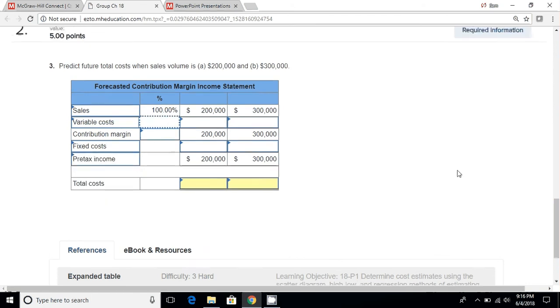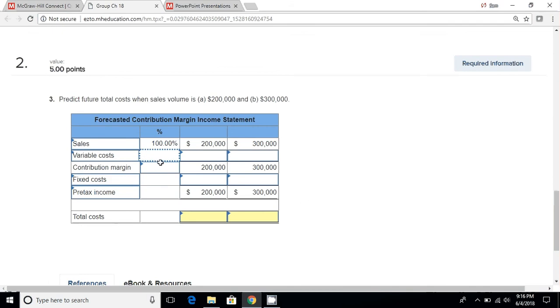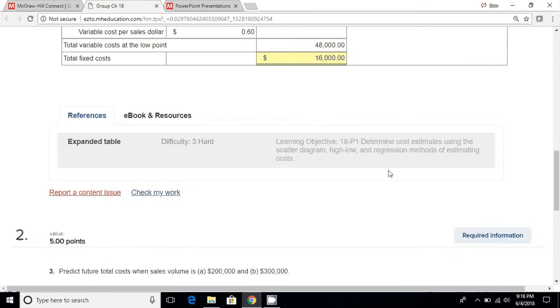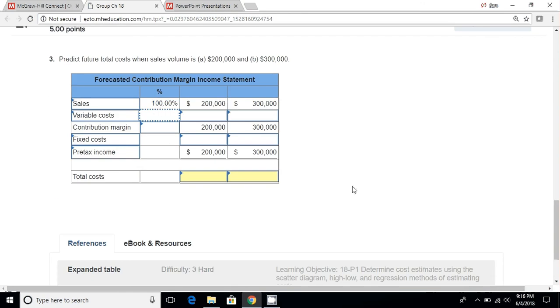So they're saying, all right, well, what is it at the 100% level? Well, we know that up here. What was variable cost? It was 60 cents, right? 60 cents, that's the percentage, right? Because it's 60 cents on the dollar, so that's going to be 60%. Well, if variable cost is 60%, sales is 100%, what's contribution margin? Hopefully you're pretty good at math, but if not, it's 40%, okay? Contribution margin must be 40%, right? Because these things have to work out.